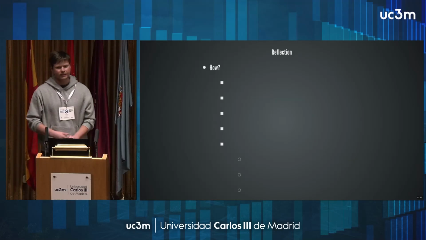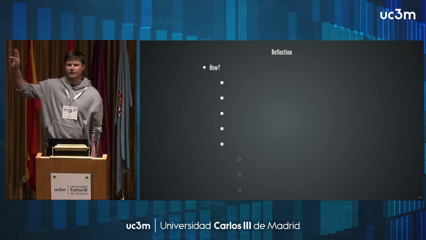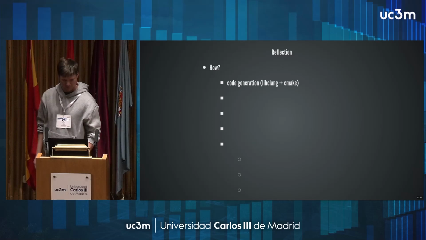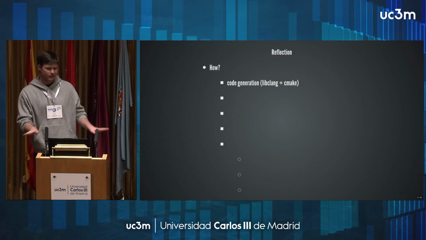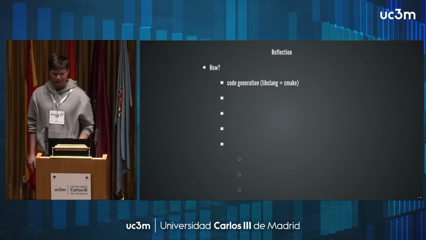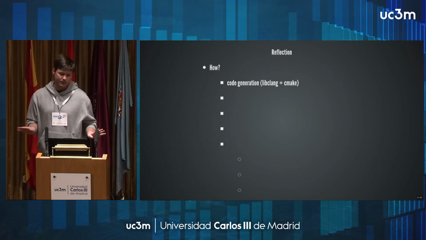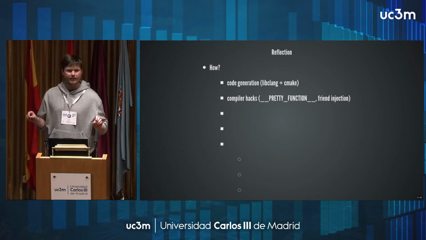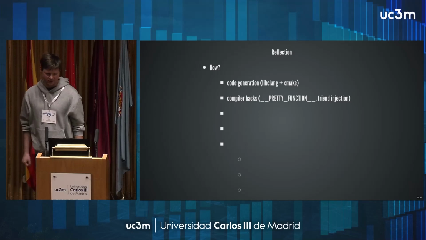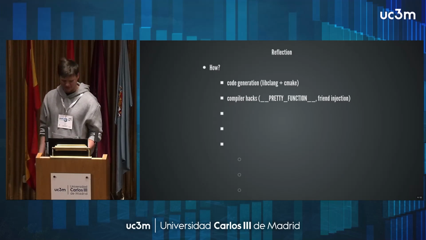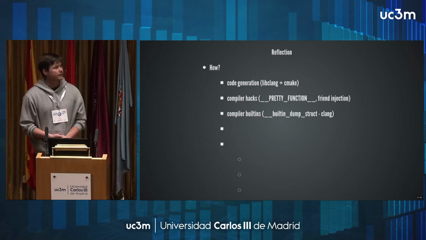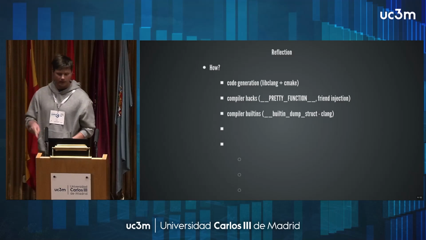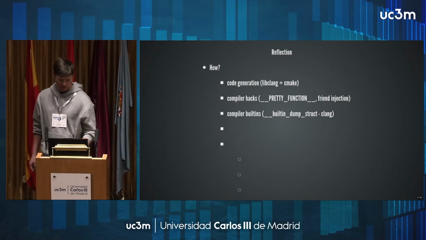And who has implemented reflection before in some shape or form in the C++ language? There are hands here, just for the record. I did it many different ways, so I'll just point out some ways. Code generation with Clang and CMake, one way. All of them have different trade-offs. Compiler hacks, my favorite. Pretty function or source location in C++20, good to go. Friend injection on top of that for metaprogramming. Compiler built-ins. So Clang 15 plus actually has the built-in dump struct, which at compile time can give you the info about the struct if you want.